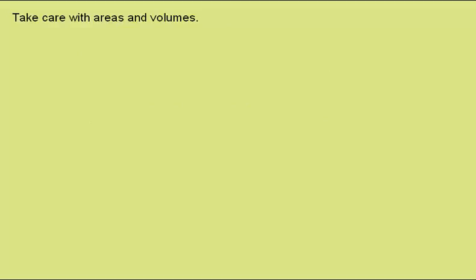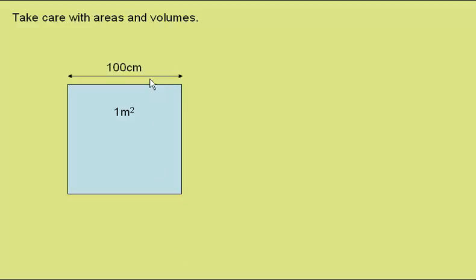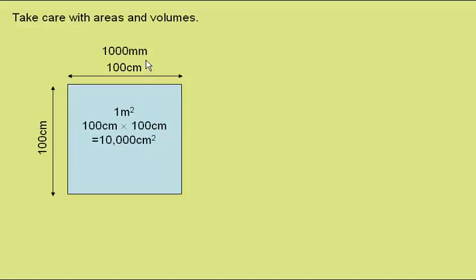Take great care when calculating areas and volumes. Here we have 1 square meter. Now a meter is 100 centimeters, and very often students will think that a square meter is 100 square centimeters. But a square meter is 100 centimeters by 100 centimeters. So the area will be 100 times 100, which is 10,000 square centimeters. In millimeters, it would be 1,000 millimeters by 1,000 millimeters. So the area in square millimeters is 1 million square millimeters.